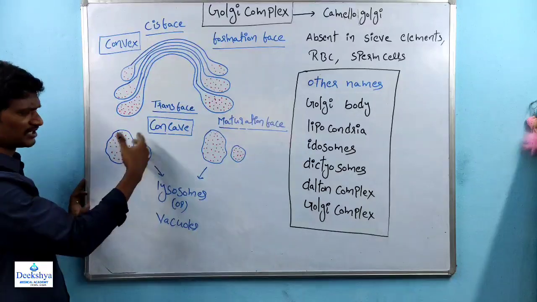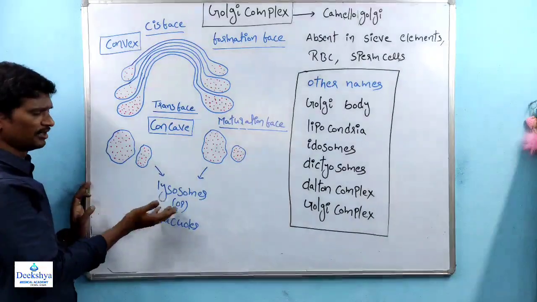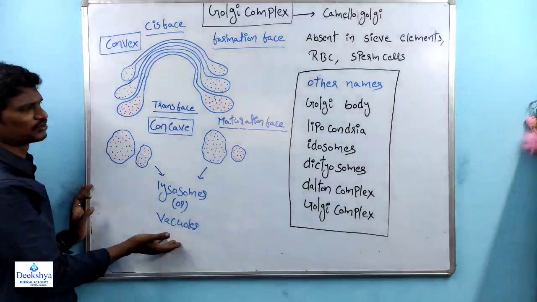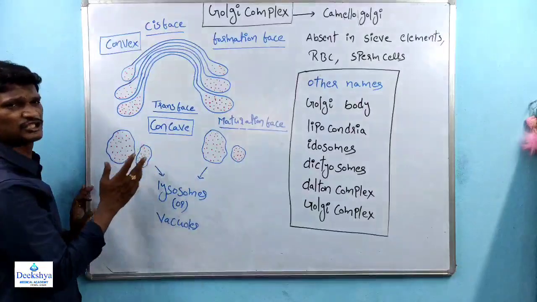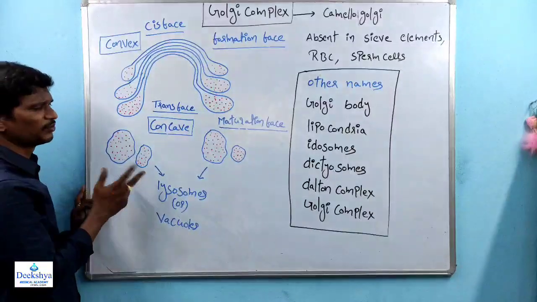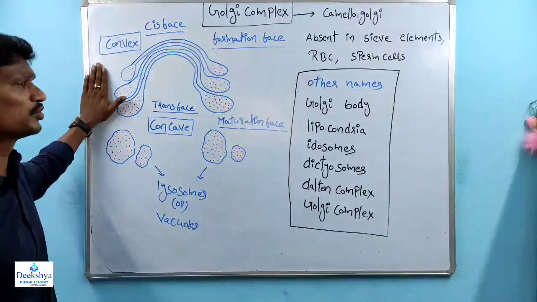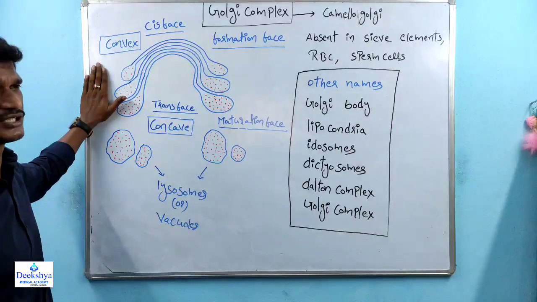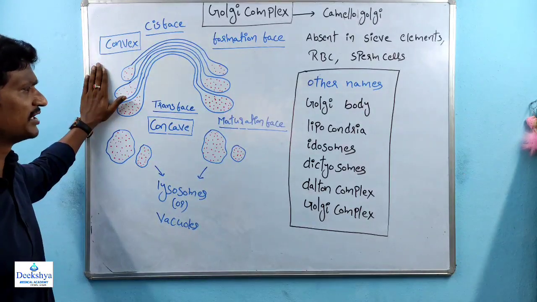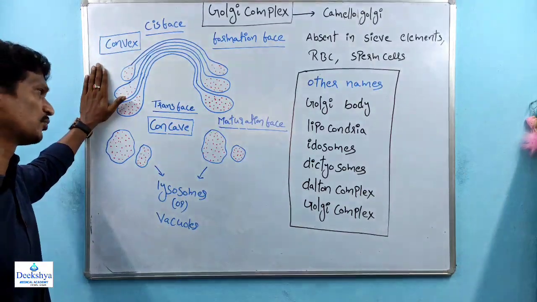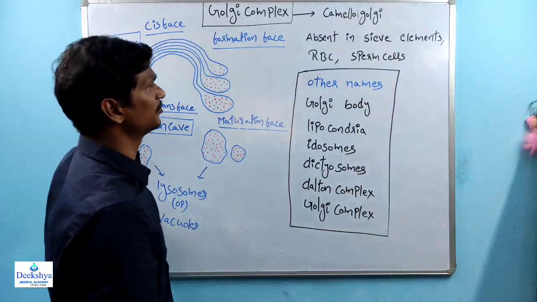Below this, vesicle-like structures are formed. These are called lysosomes or vacuoles, which support the transportation of proteins. The Golgi complex is especially involved in post-translational modifications, that is, inactive proteins are converted into active proteins. That is one example.